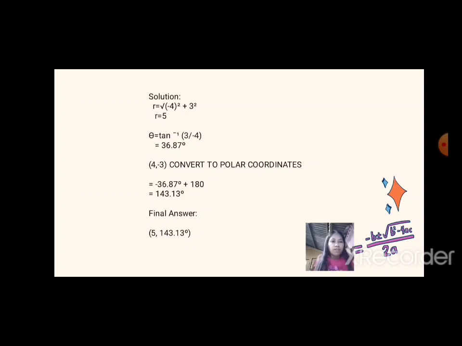For a negative x and positive y, we need to convert to polar coordinates. So first, we take the negative of 36.87 degrees plus its quadrant. We use quadrant 2. The range is 180. So if we add this, the answer is 143.13 degrees. So the final answer is r is 5 and our theta is 143.13 degrees.